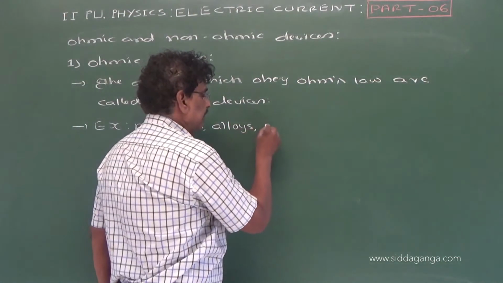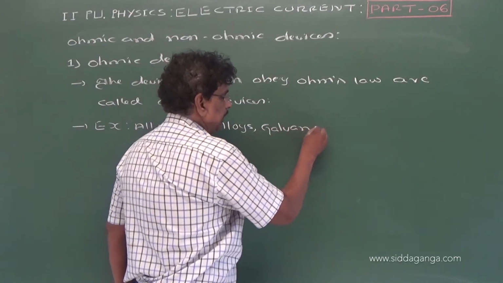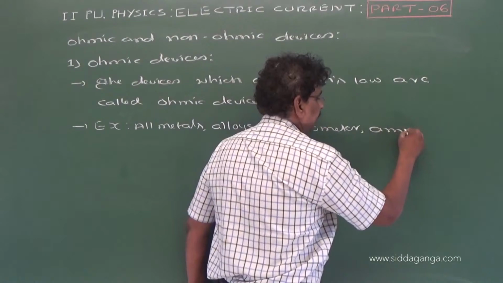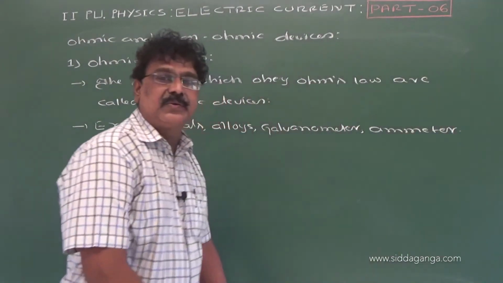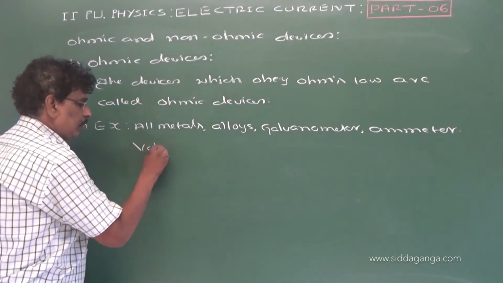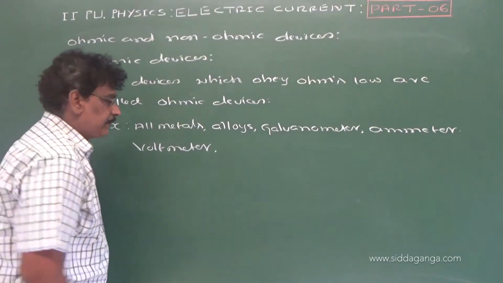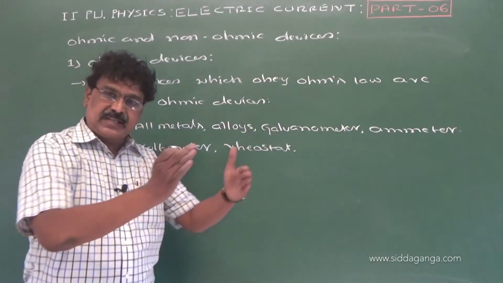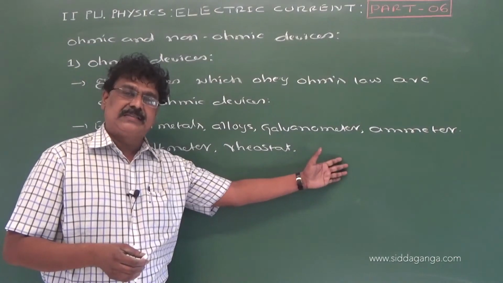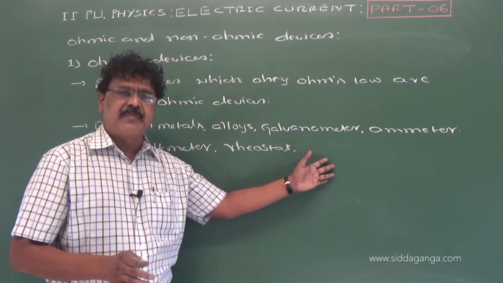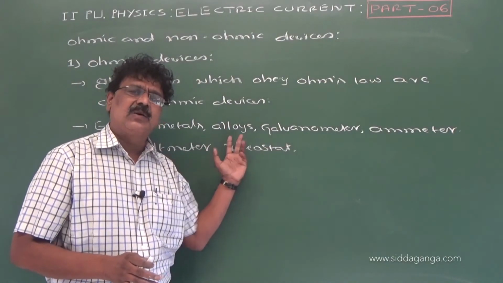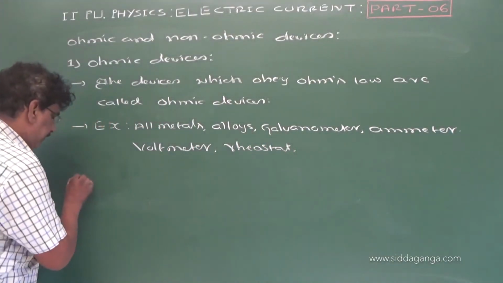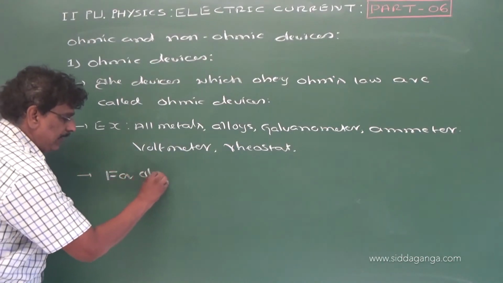Now devices like galvanometer, ammeter, a device used to measure current, voltmeter, rheostat, resistance boxes, resistance coils, every device which is generally made up of metallic conductors or alloy conductors, are ohmic devices.